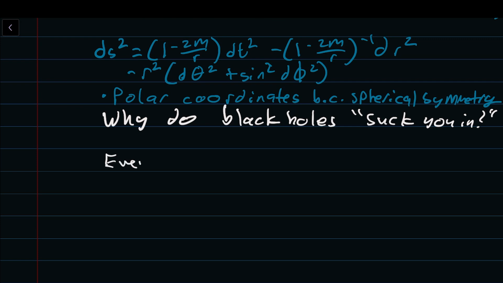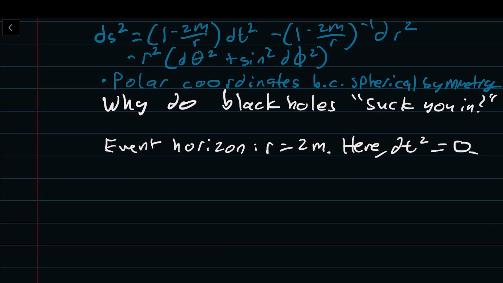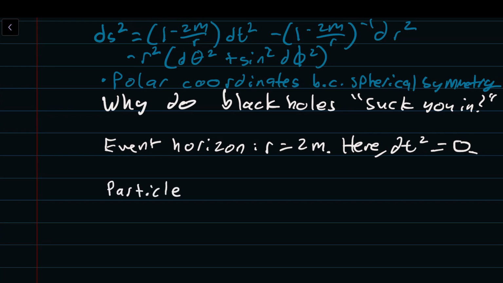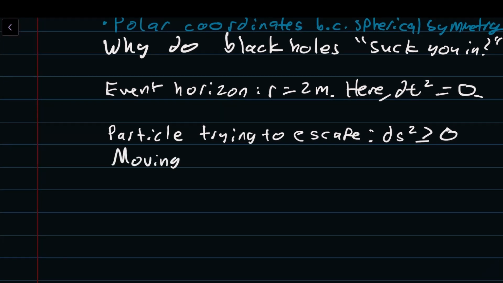Now, we have to use this to figure out why black holes suck you in. You've probably heard of the event horizon. In the case of this black hole, it happens at r equals 2 times the mass of the black hole. Of course, we're ignoring some units here, some factors of the speed of light, but that's essentially what it is. Here, the coefficient of dt squared becomes 0, because 1 minus 2m over r is, of course, 0 in that case.